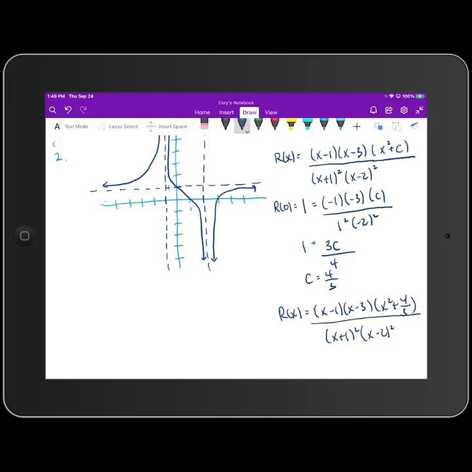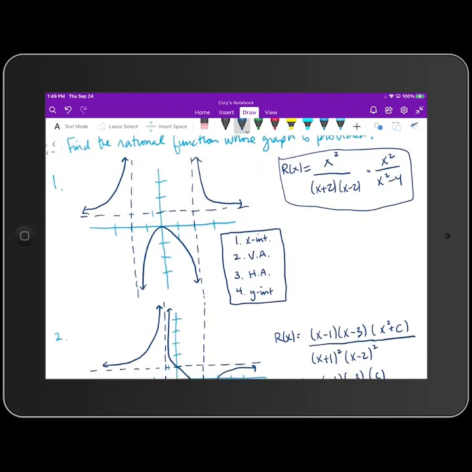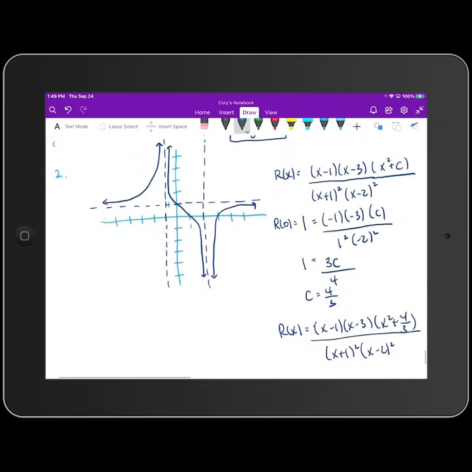Now, if I were to ask you something like this on a test, this example here is probably above what I would ask you on a test. And the first example is probably too easy. So you're going to get something kind of in the middle between these two examples as a test question.